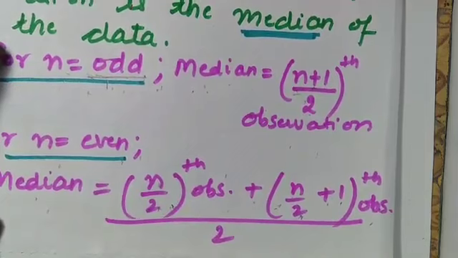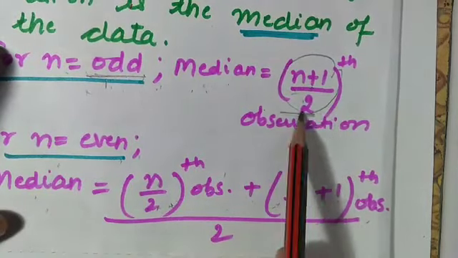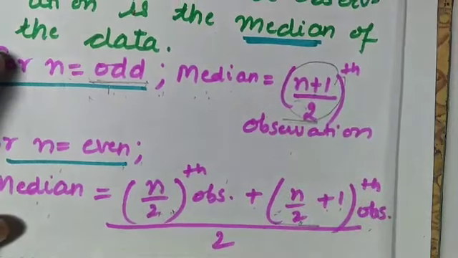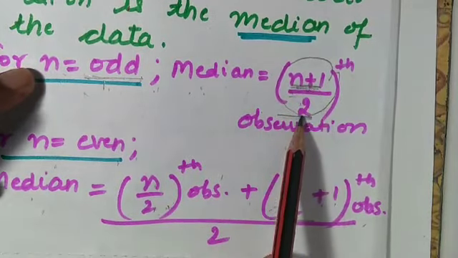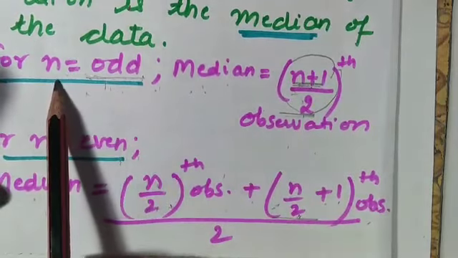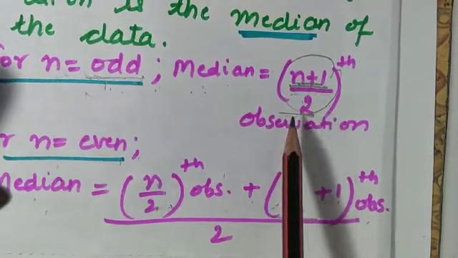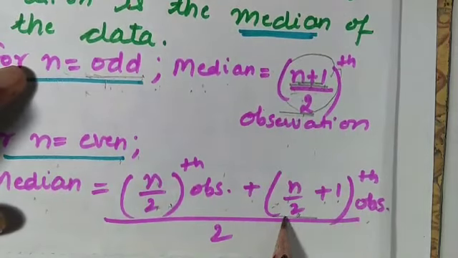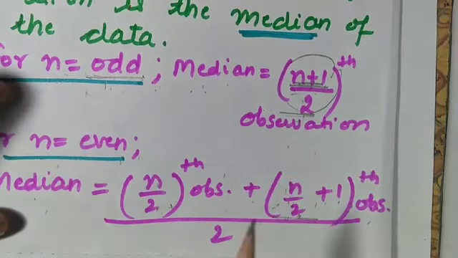Now one more thing I want to discuss, that this and this, they are both different. First you have to add them and then divide. When the number of observations is odd, you have to add them first and divide by 2. In this case you have to divide first and then add. This is the difference.